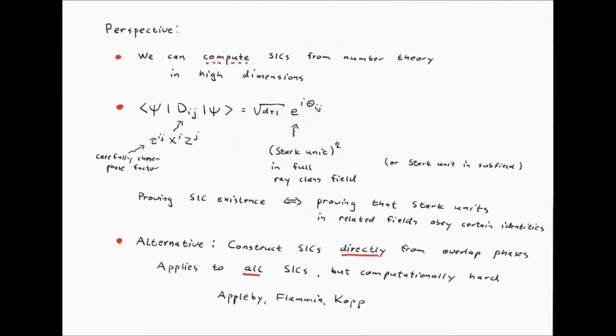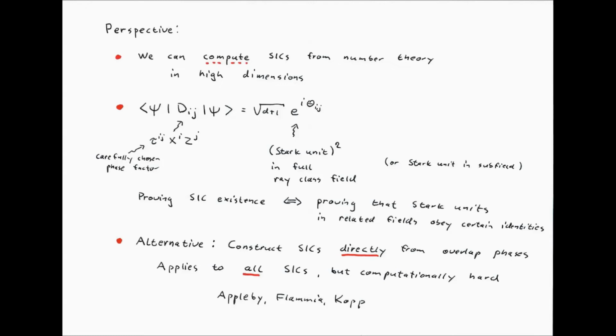The larger perspective on this means that we are now in a position to actually compute SICs from number theory in high dimensions without any numerical crutches. I mean, we don't have to rely on a numerically known SIC. One can then show that if you take the Weil-Heisenberg group elements and calculate these overlaps, well, because it's a SIC, it has to take this form. The absolute value is determined by the SIC condition. And then there's a phase factor here. These phase factors themselves are Stark units or Stark units squared in the full ray class field. With an exception, they're Stark units in some field.